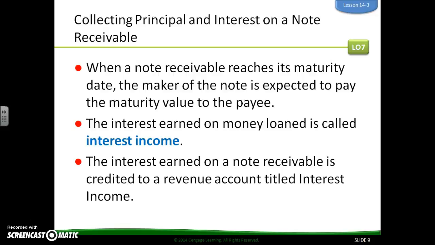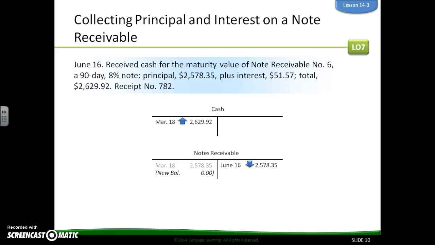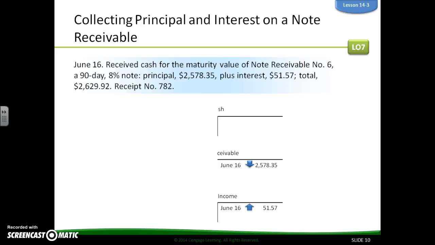All right, so collecting the principal and interest on a note receivable. When a note receivable reaches maturity, then the maker of the note is expected to pay the maturity value. The interest that we earn on this is now interest income, and the interest earned on a note receivable is credited to a revenue account that we title interest income. So we're going to have a separate account where we go ahead and post interest income. So you can see we are going to debit cash, and we're going to go ahead and credit notes receivable, and then we're going to go ahead and credit interest income.